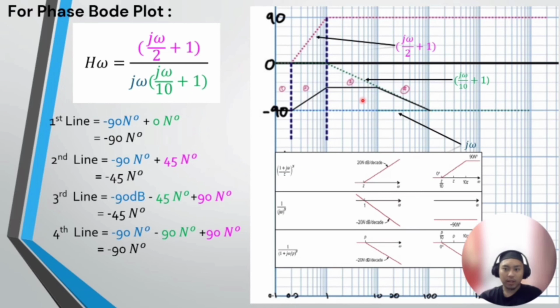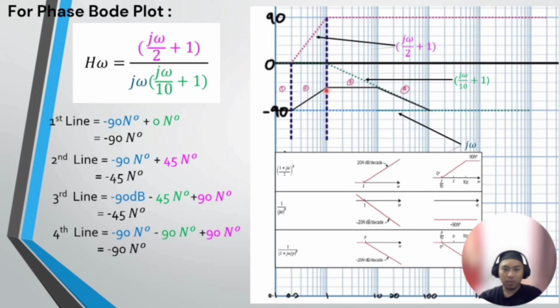The value of the blue line is negative 90 degrees plus 0 for the green line. The total of the line is negative 90 degrees, starting from 0 until 0.2. Then from 0.2 until 1, the purple line is plus 45 and the blue is negative 90 degrees. The total value of the line is negative 45. The line will increase negative 45 degrees until 1.